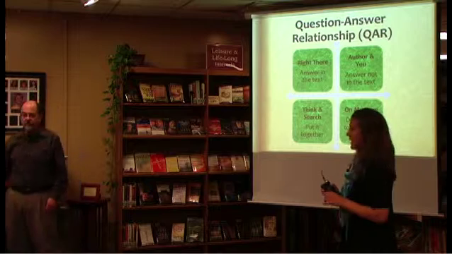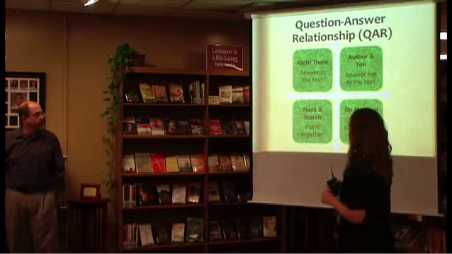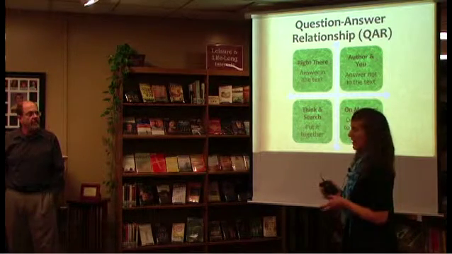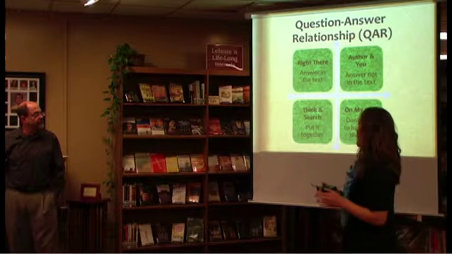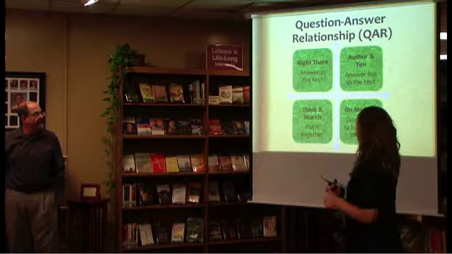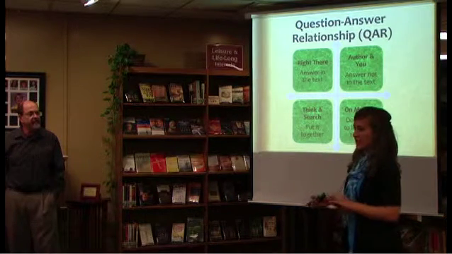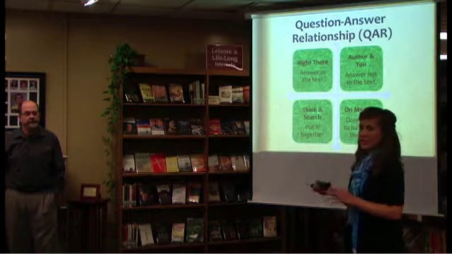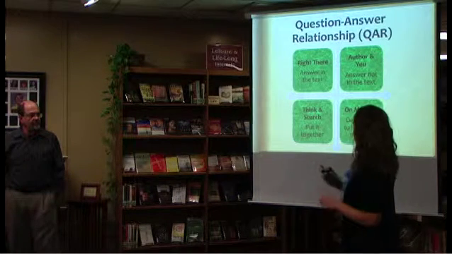Then the last one is called question-answer relationships, often referred to as the QAR. In this one, we come up with 4 different types of questions and answers. The first type of question is called Right There. This is the answer that's found directly in the text. So, what's Newton's first law of motion? And then go and find that.